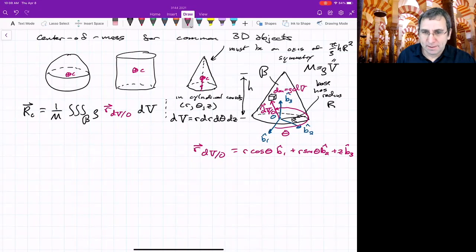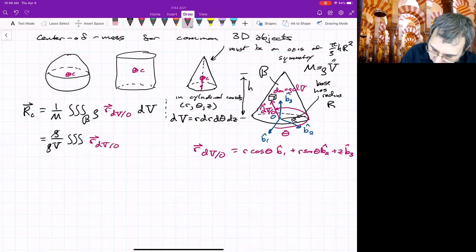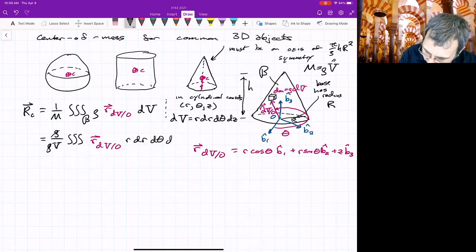We can do that. Okay, so now we set this all up. We've got our triple integral, we pull out the density because density is going to be constant. And we could even substitute in, this is rho over the volume. Oh, what do you know? The rhos cancel. And then we have a triple integral of r dV. What is dV? dV is r dr d theta dz.